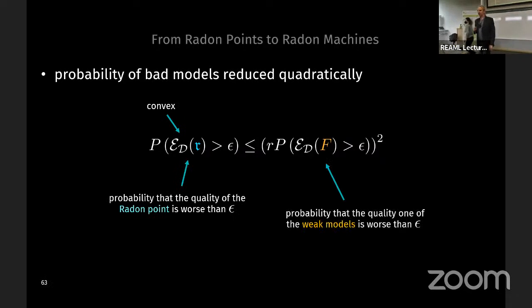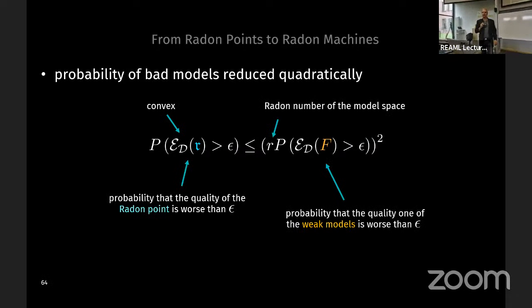Let me just throw this up while you think of a question. I haven't forgotten this, just to say. So this only works for convex loss functions. So it's the probability that the Radon point is bad is smaller than the squared probability that your weak models are bad times r. Okay, now please. How do we get the Radon point if we have more than 2 dimensions?